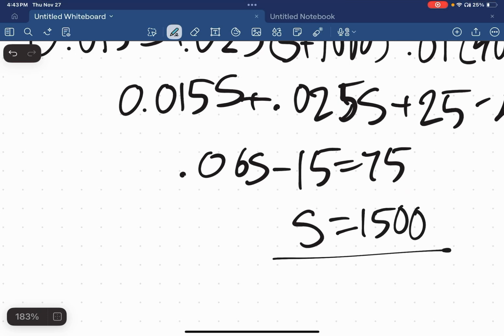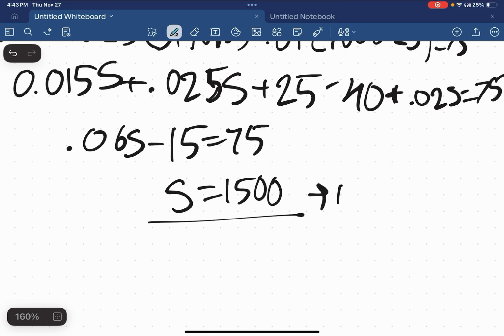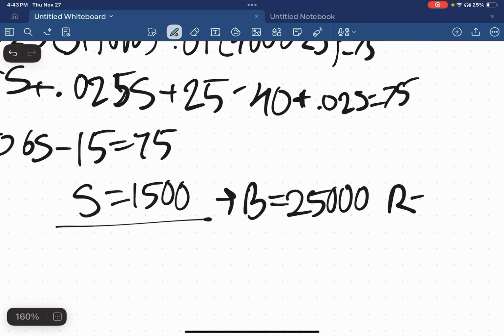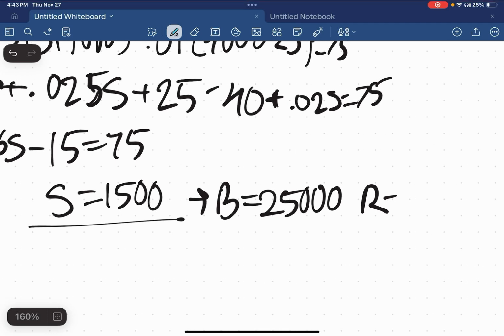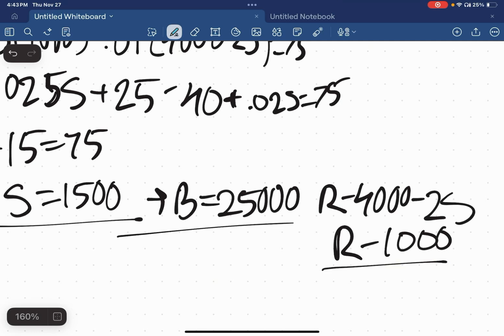And that is how much he invested into the savings account. From there, we can do all the equations. Bonds is going to be S plus 1,000, which is 2,500. And then his shares, which is R, is going to be 4,000 minus twice his savings, so it's equal to 1,000. There we go. Kareem invested 1,500 in savings, 2,500 in bonds, and 1,000 in shares. That is our answer. That was horrible.